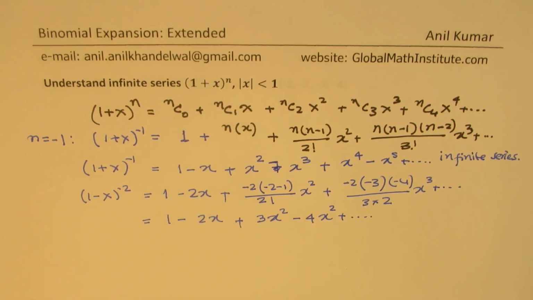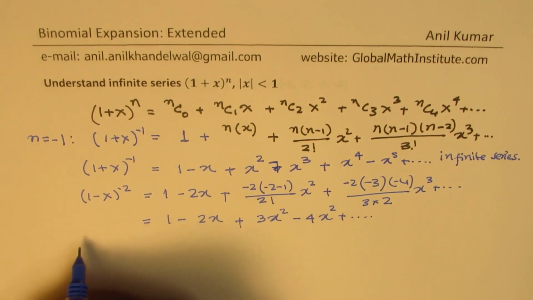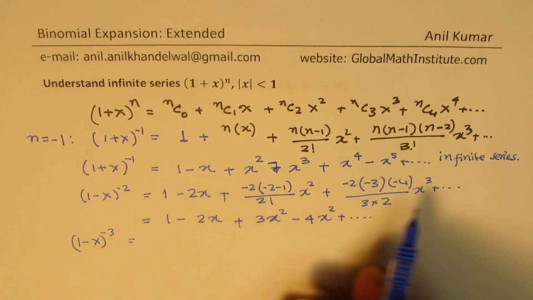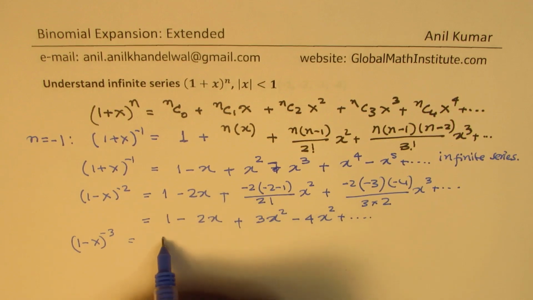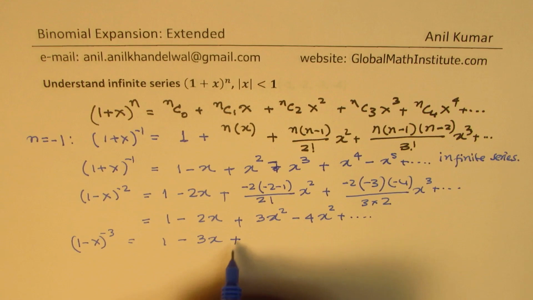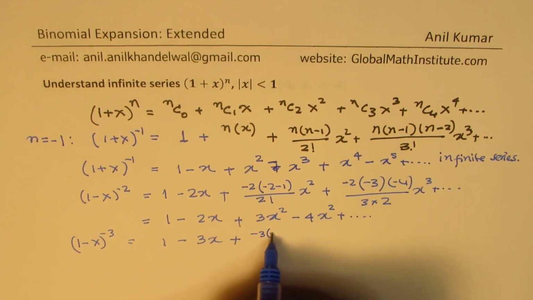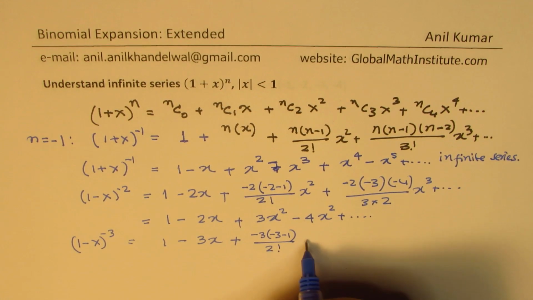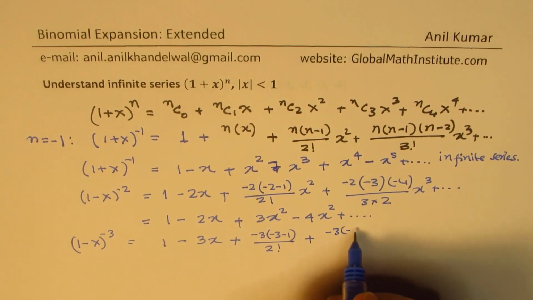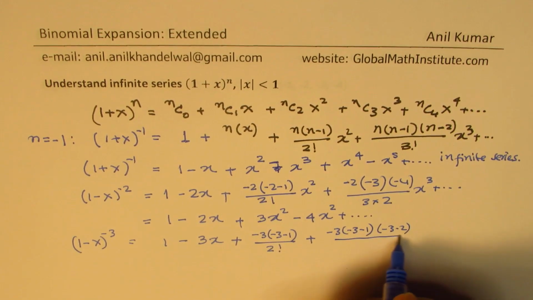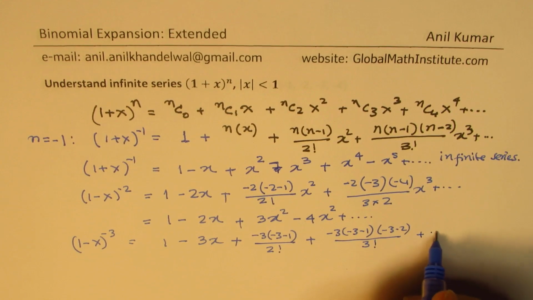So what we notice here is that the series actually keeps expanding. So if you try for (1 plus x) to the power of minus 3 and do the same calculations, what you will get is 1 minus 3x plus minus 3 times (minus 3 minus 1) over 2 factorial, right? Plus minus 3 times (minus 3 minus 1) times (minus 3 minus 2) over 3 factorial, and so on, right?